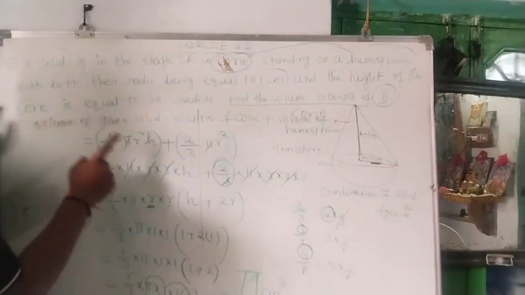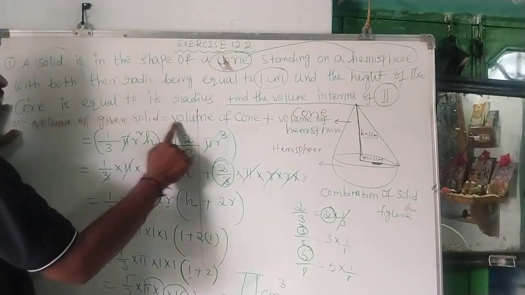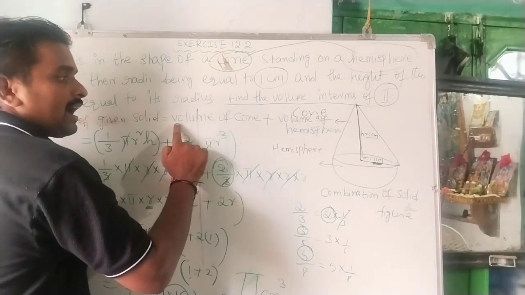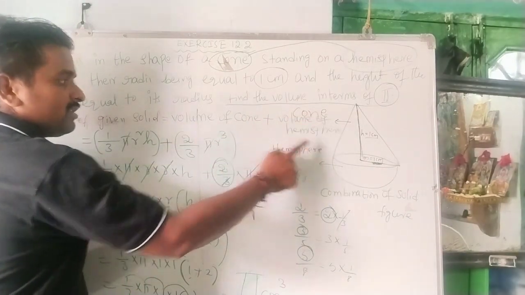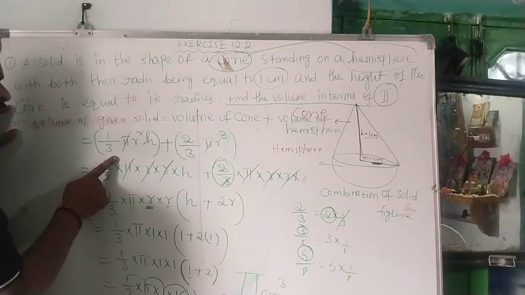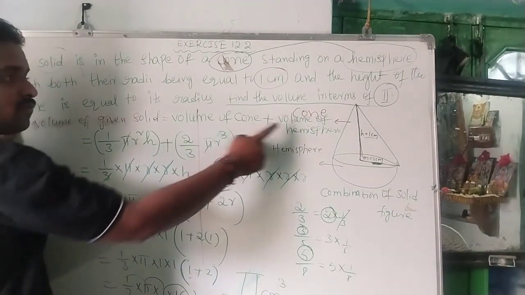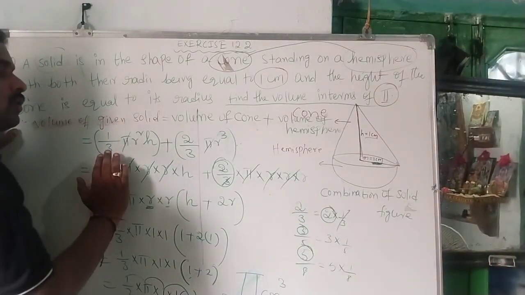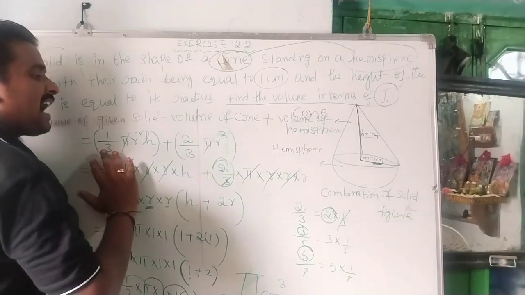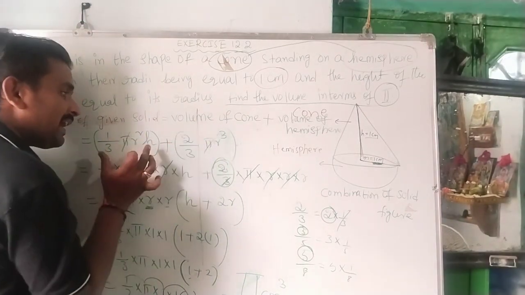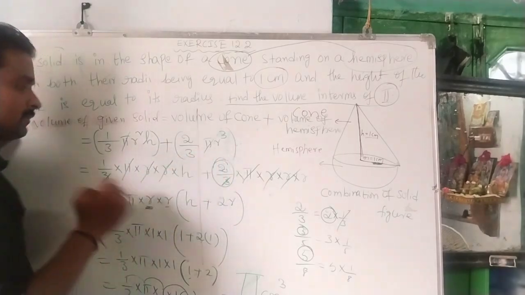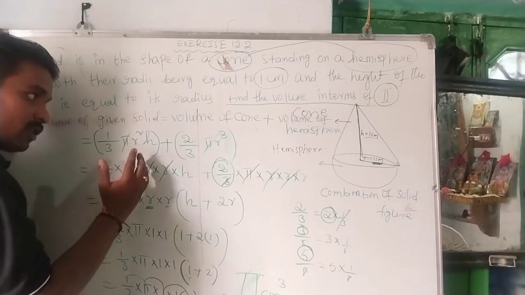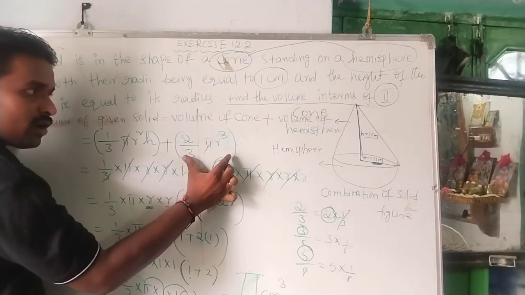Very simple. To find the volume of the given solid, first I will write the volume of cone formula plus the volume of hemisphere formula. I added the volume of cone and the volume of hemisphere. The volume of cone formula is 1 by 3 pi r square h, plus the volume of hemisphere formula, 2 by 3 pi r cube. Before I add them, first I want to take common terms, the terms which are common in both formulas.